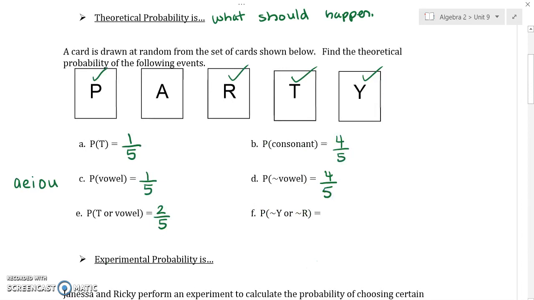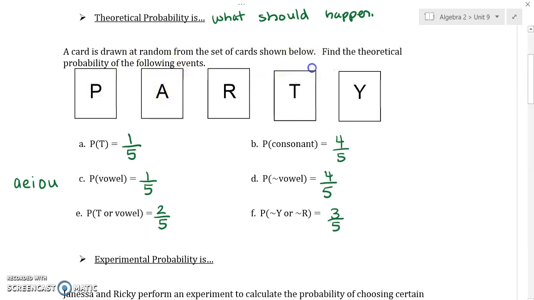So that's 4 out of 5. And then it says, what's the chance of me not getting a Y or not getting an R? So P is not a Y or an R. A is not a Y or an R. And T is not a Y or an R. So that's going to be 3 out of the 5. So basically saying, hey, don't pick an R or a Y. All right, so that is theoretical probability, what should happen given the number of cards that we have, okay?